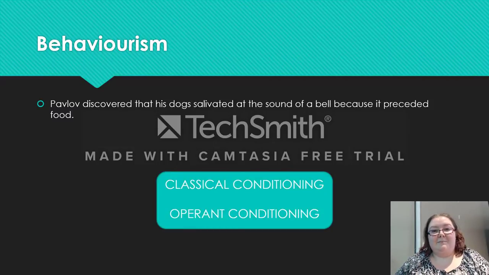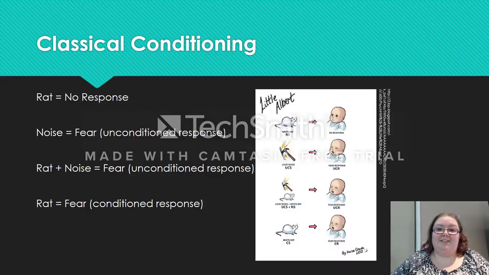There are two types of behaviourist theory. They are classical conditioning and operant conditioning. First, we will look at classical conditioning. Classical conditioning aims to provoke a behaviour in response to a stimulus.